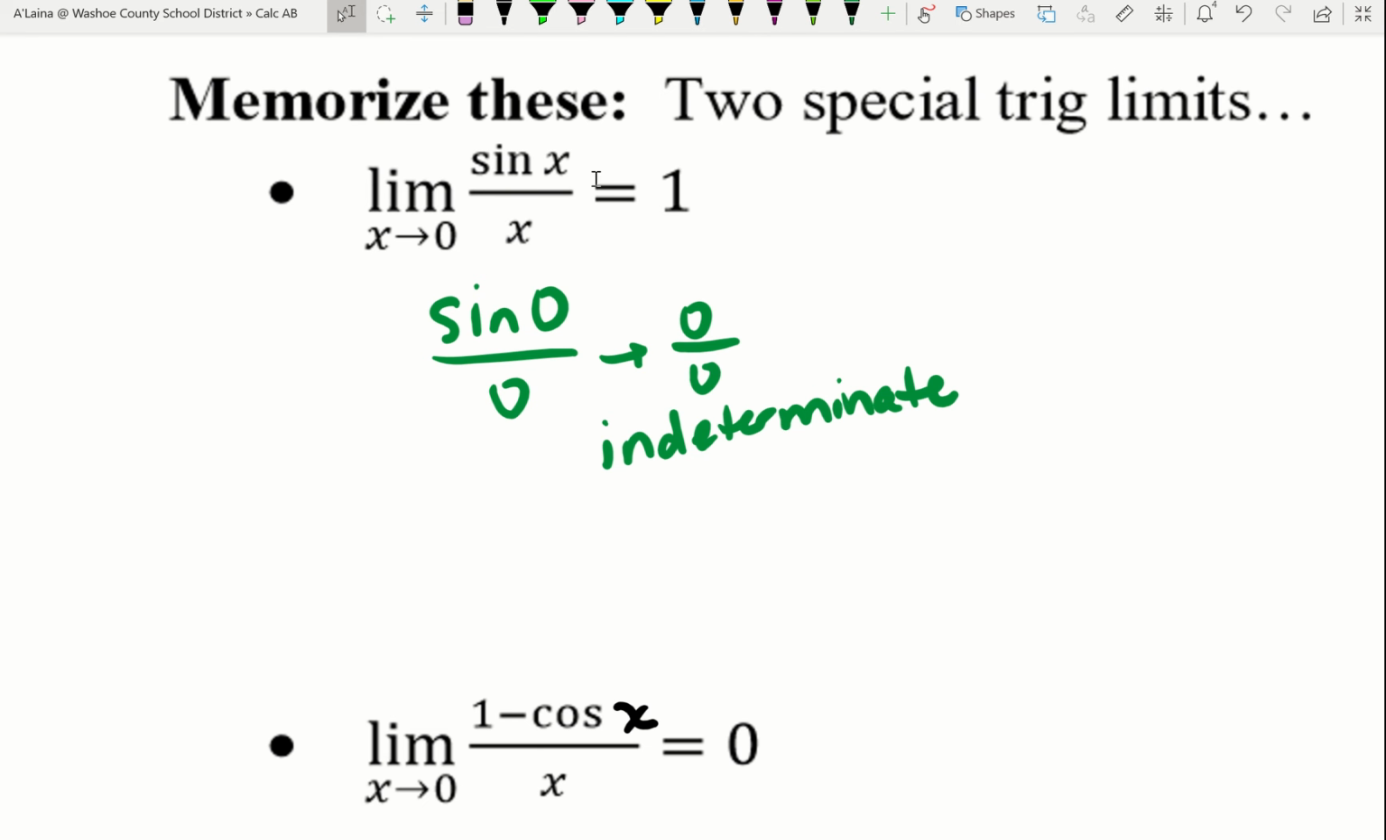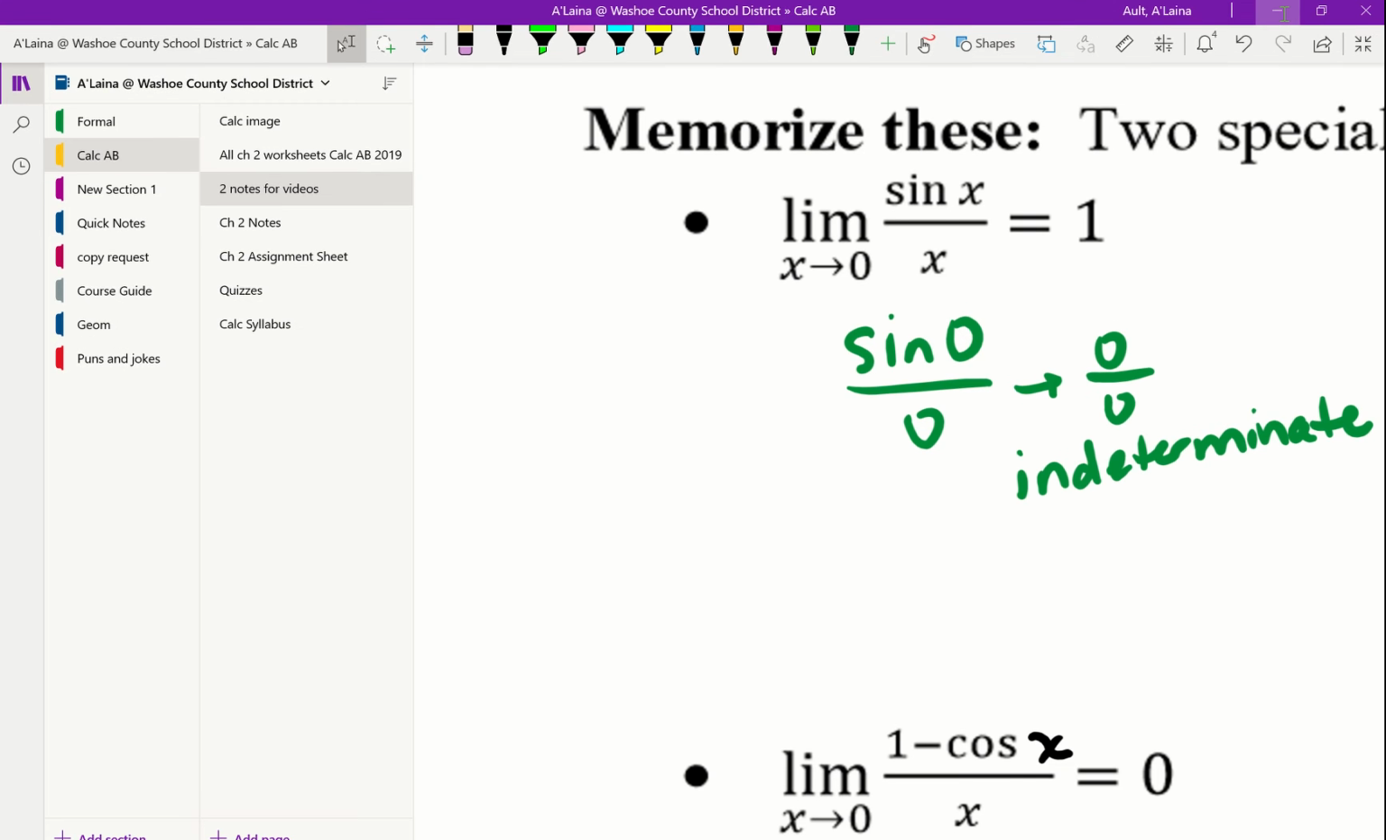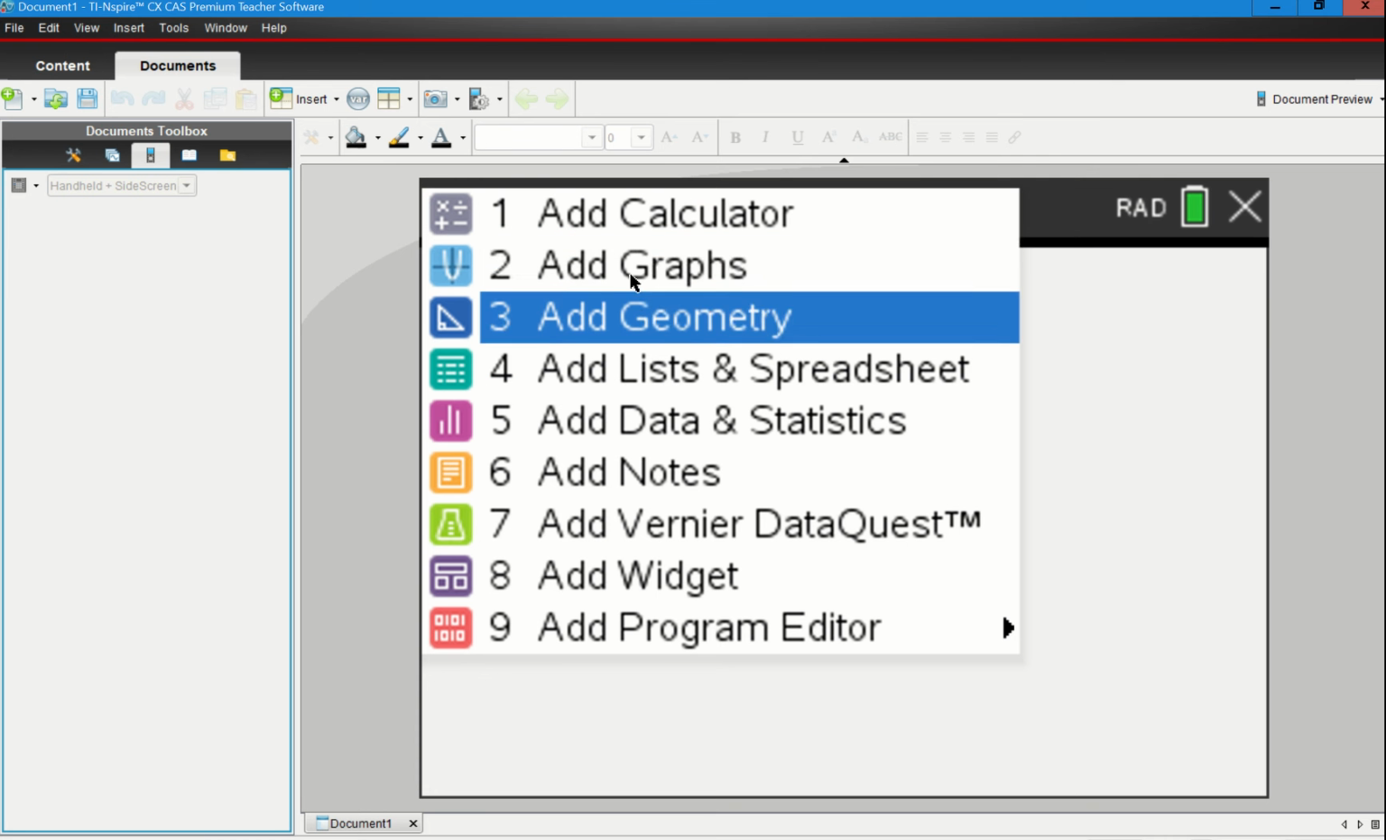Okay, so I'm going to start with the sine of x over x. I'm going to graph this and see what's happening as we approach x from both the left and the right, and see if I can make a conclusion that way. So I'm going to add in a graph.